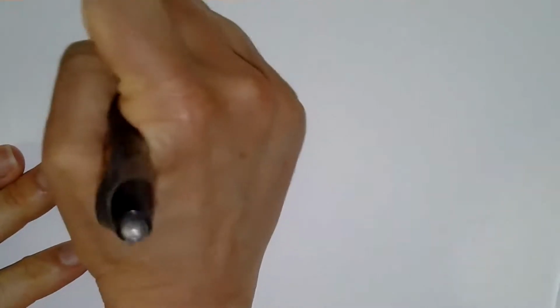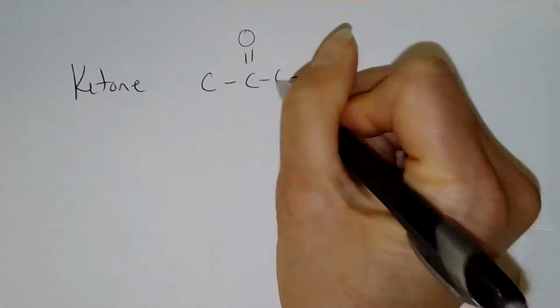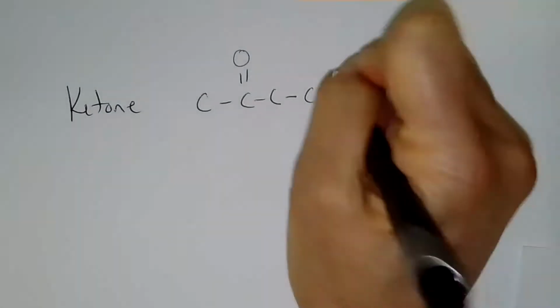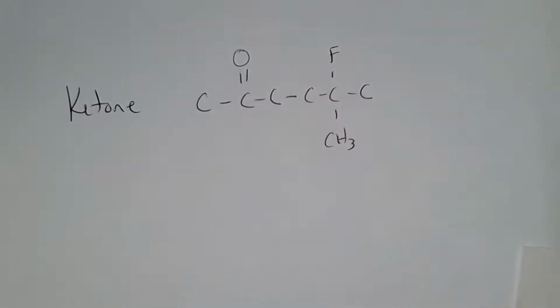So I'm starting a new piece of paper. So this is a ketone. This is a ketone that I'm drawing. So draw that molecule. Pause here for a second and see if you can name it.